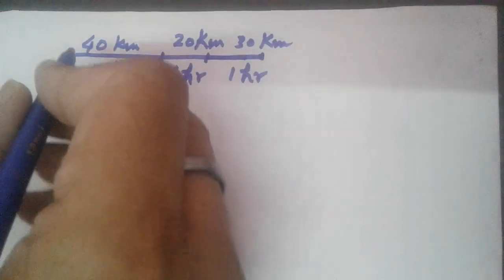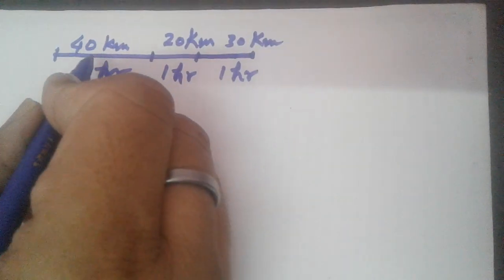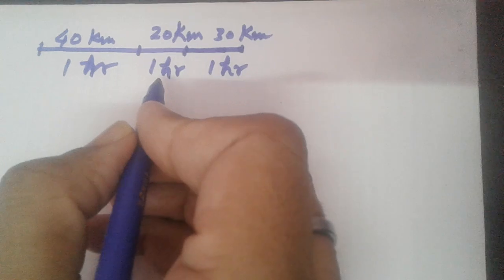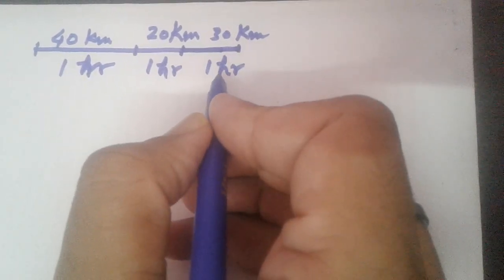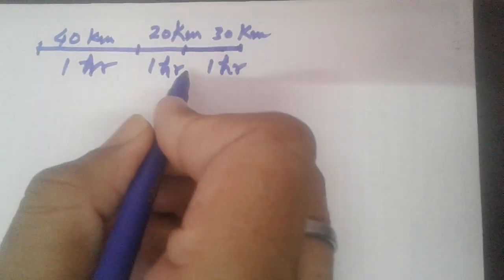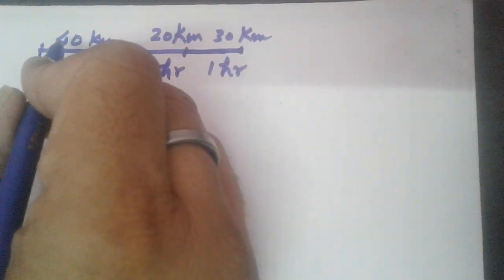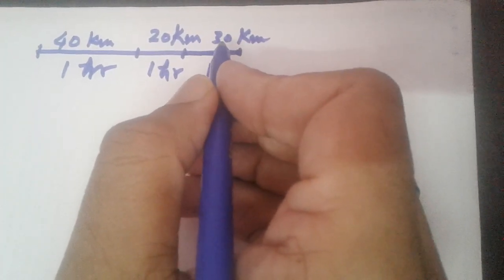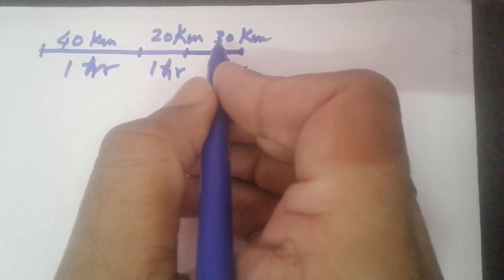Non-uniform speed or variable speed. When a body covers unequal distance in equal intervals of time, the body is said to be moving with non-uniform or variable speed. If a car covers 40 km in 1 hour, 20 km in 1 hour and then 30 km in 1 hour, you see the time is the same but the distance covered is different. First in 1 hour 40 km, then 20 km, then 30 km. So it is described as non-uniform speed.